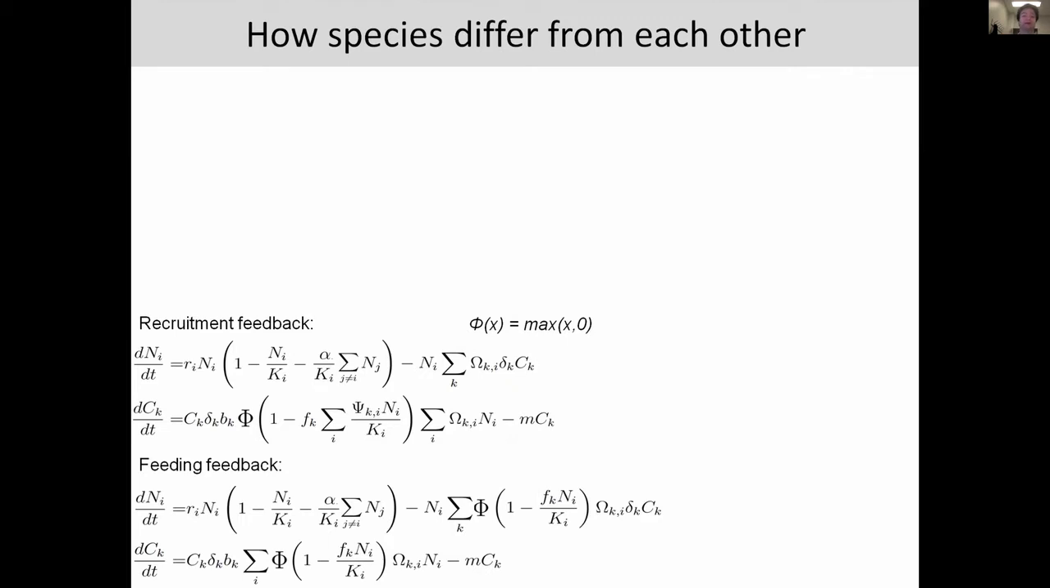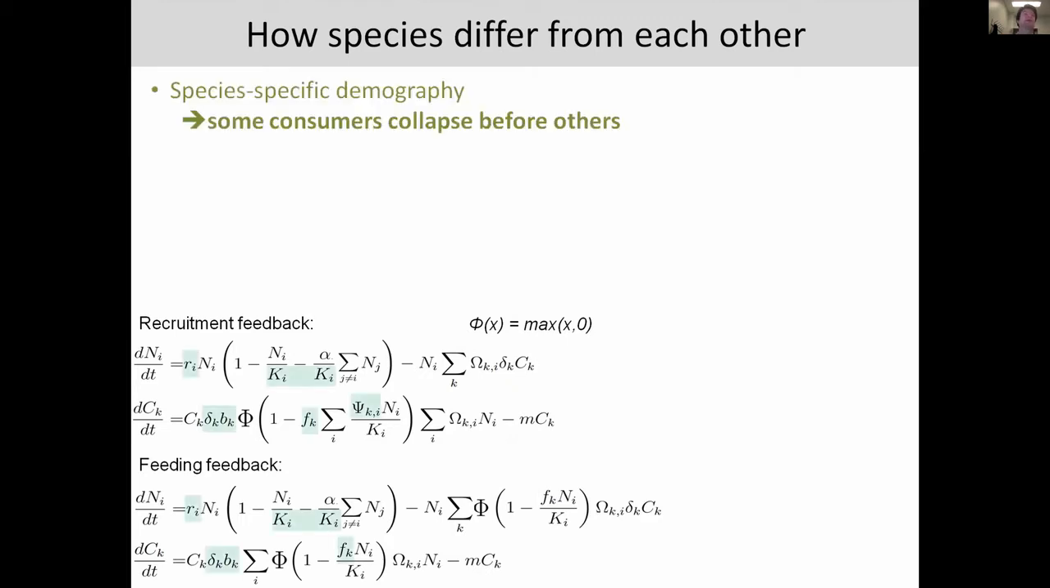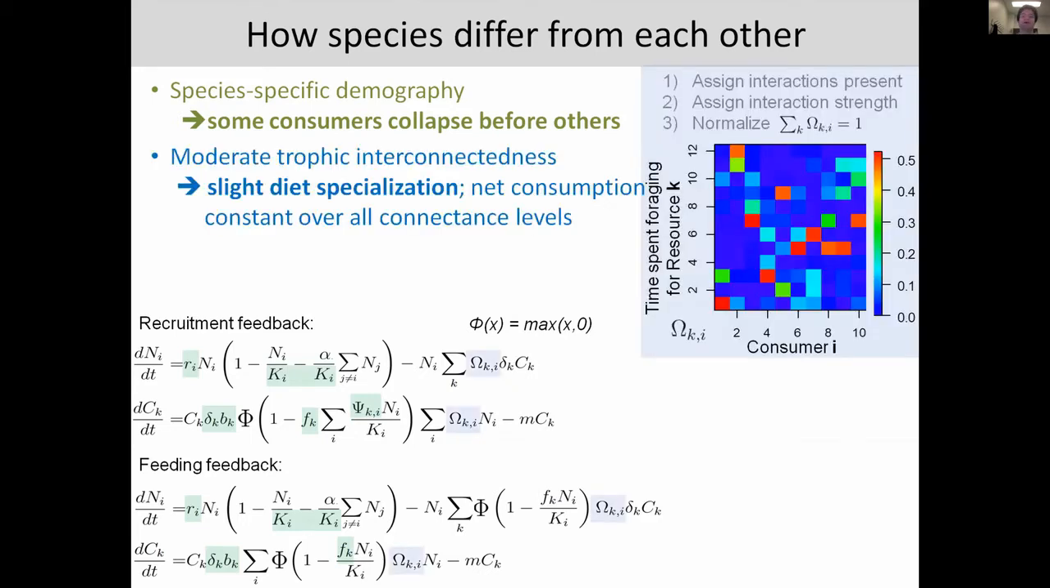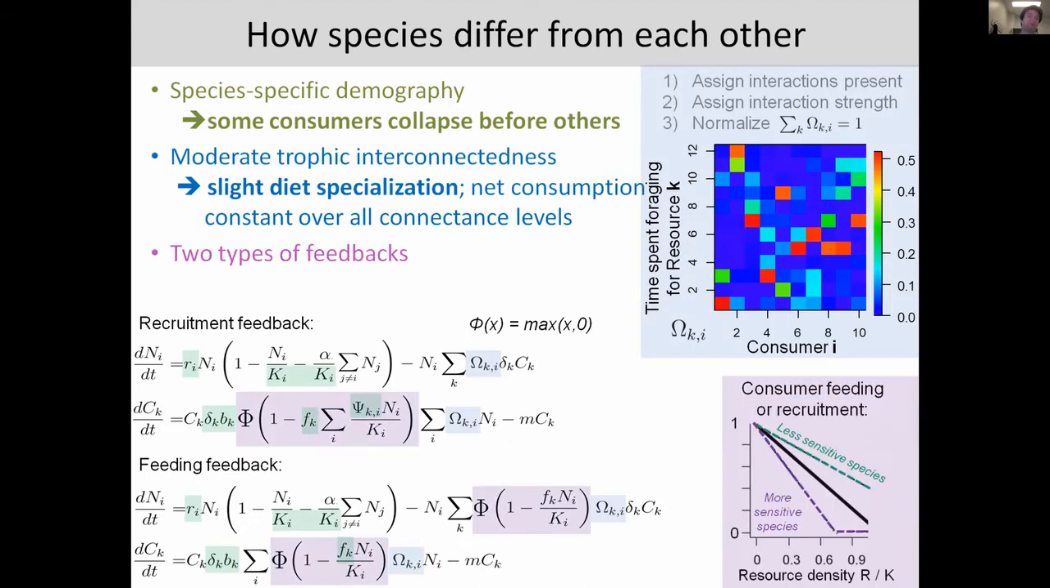And within this, there are several ways that species can differ from one another. One is demography, and the key result of that is that as we gradually increase mortality, some species will collapse before others. The second one is diet. And the key here is that as we look at different levels of food web connectance, we're holding total consumption constant across connectance levels. So we really want to make sure that network structure isn't also affecting biological rates or biological constraints. And of course, finally, we're comparing two models that differ only in the feedbacks, where with the feeding feedback, an abundant resource becomes hard for everyone to eat.